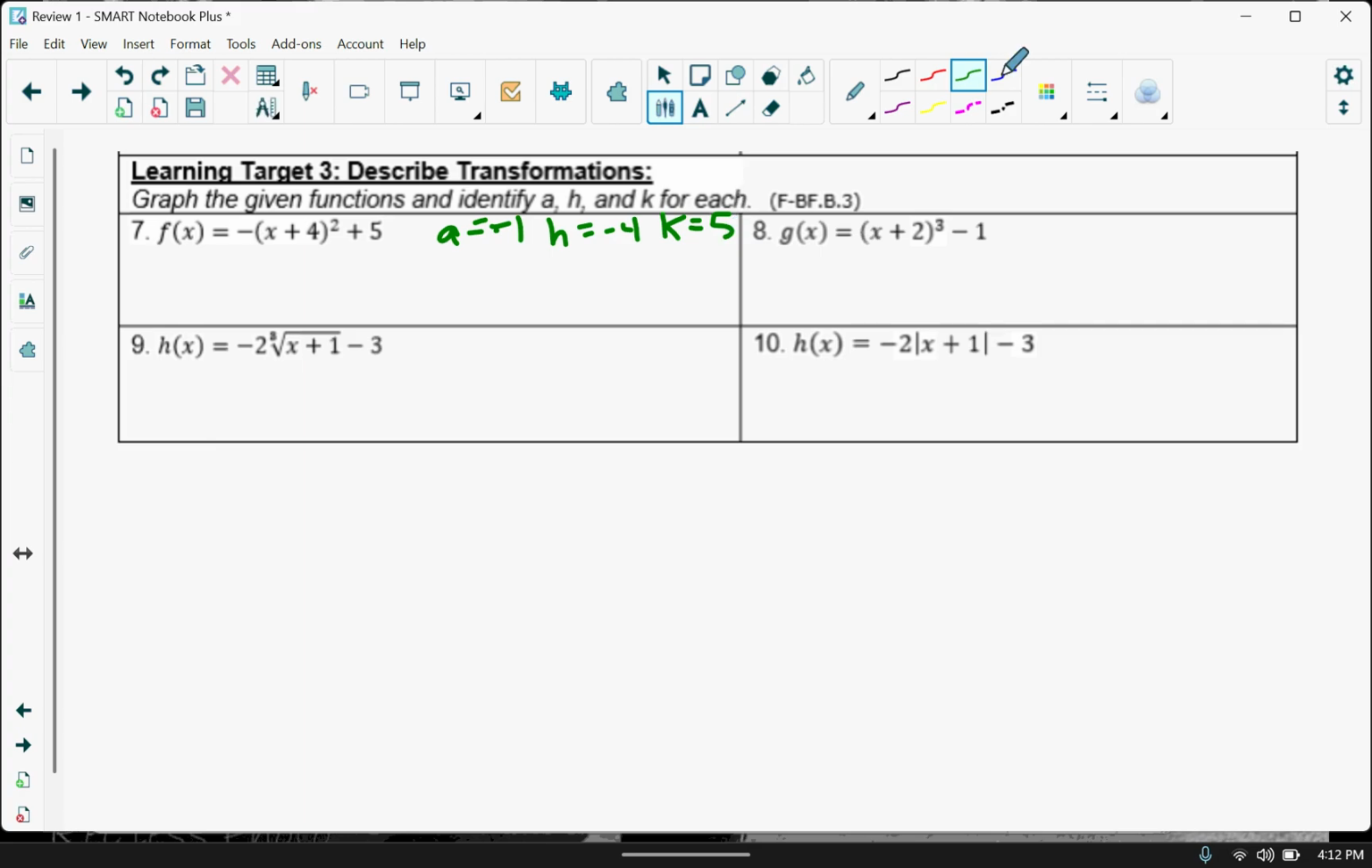And you know what I'll do? I think on the test, all you have to do is list a, h, and k, but just for review, I'll talk about what each of these do to the parent function. So this graph, when it has the a, that a of -1 is a reflection.